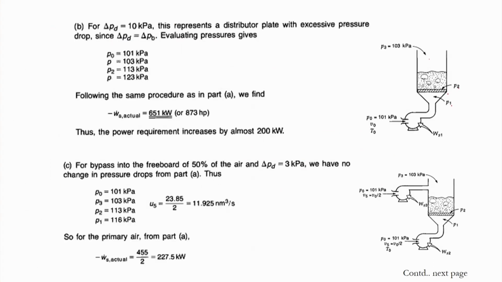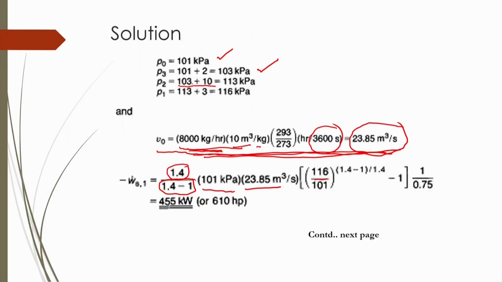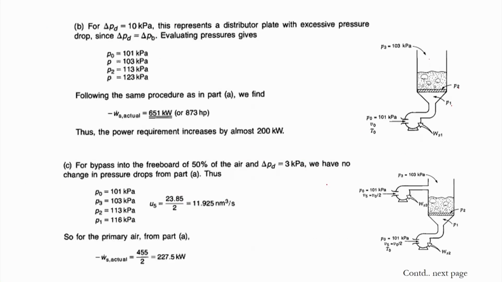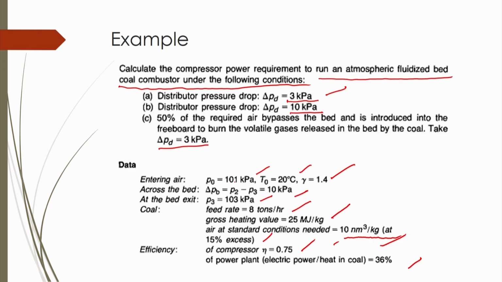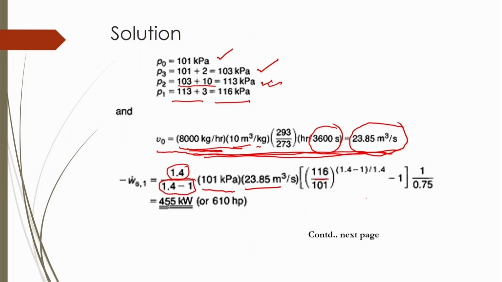This is your distributor pressure 10, then P2 plus then P2 is equal to P3 plus 10, that will be equal to 113, and then P1 is equal to 113 plus 3, that will be equal to 116. How is the 3 coming here? See, 3 is nothing but the distributor pressure. So, distributor pressure is 3.